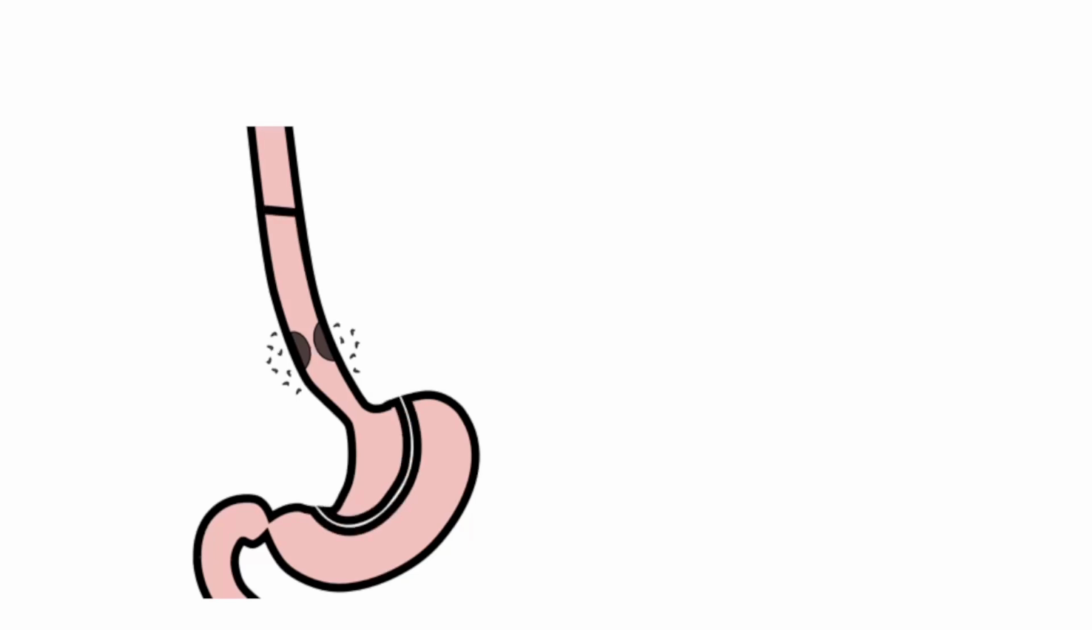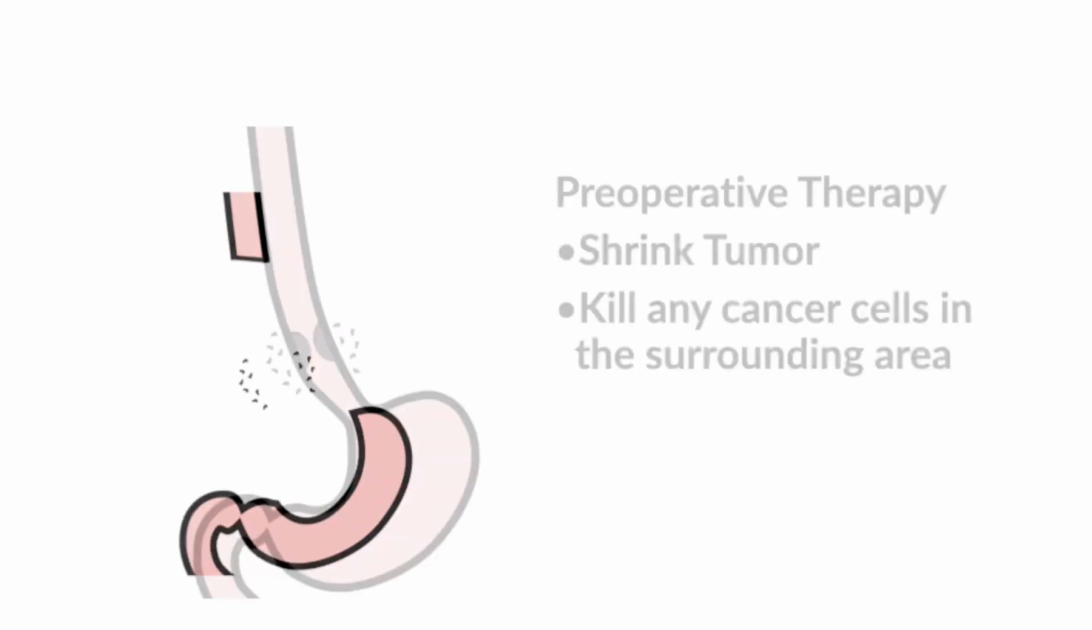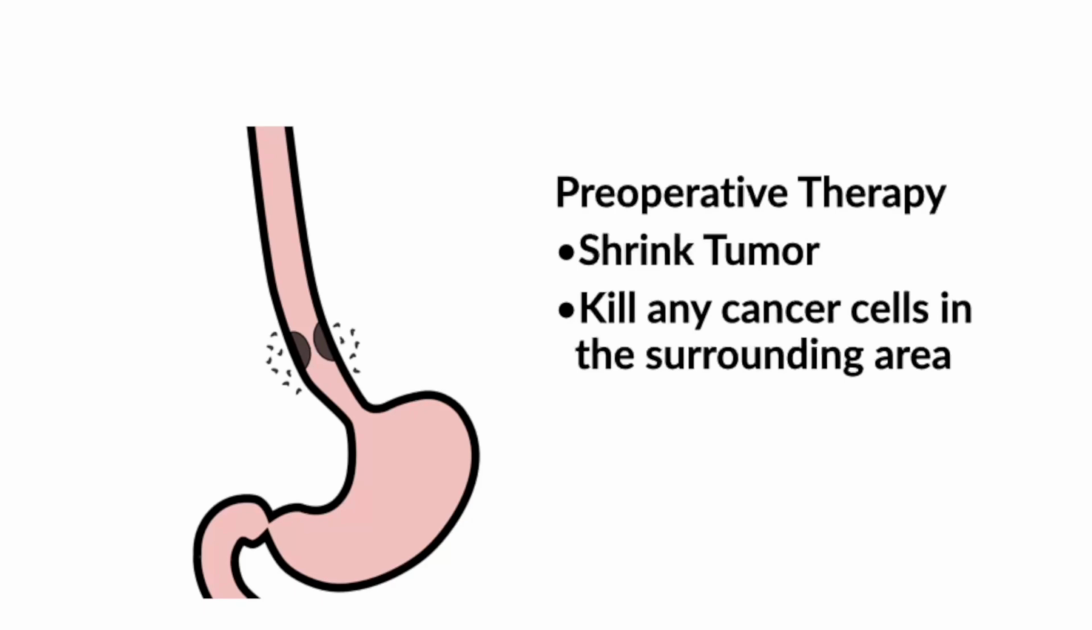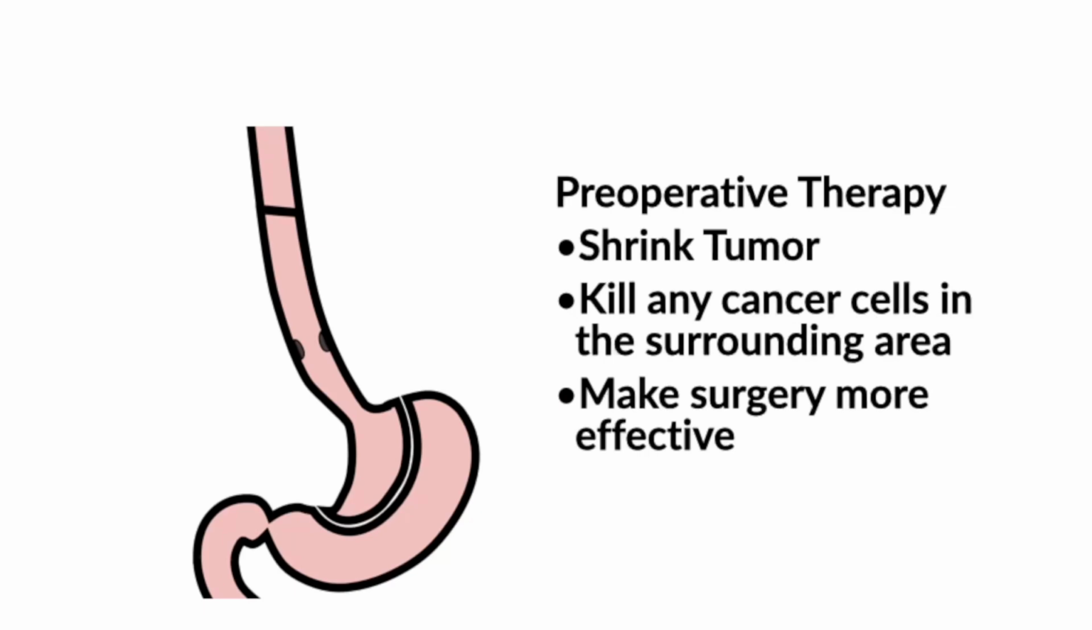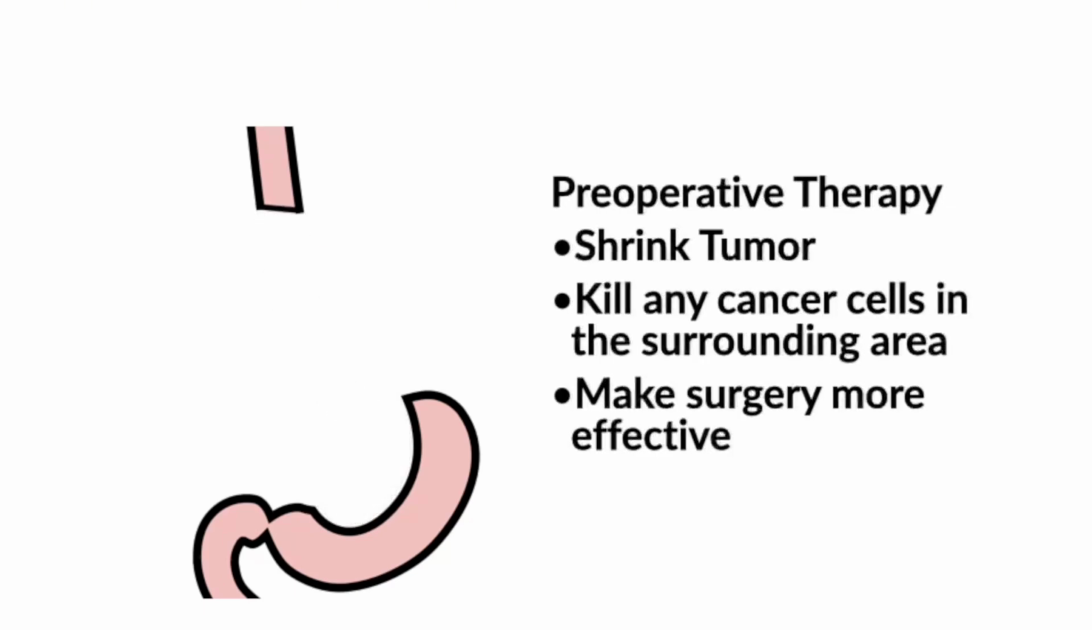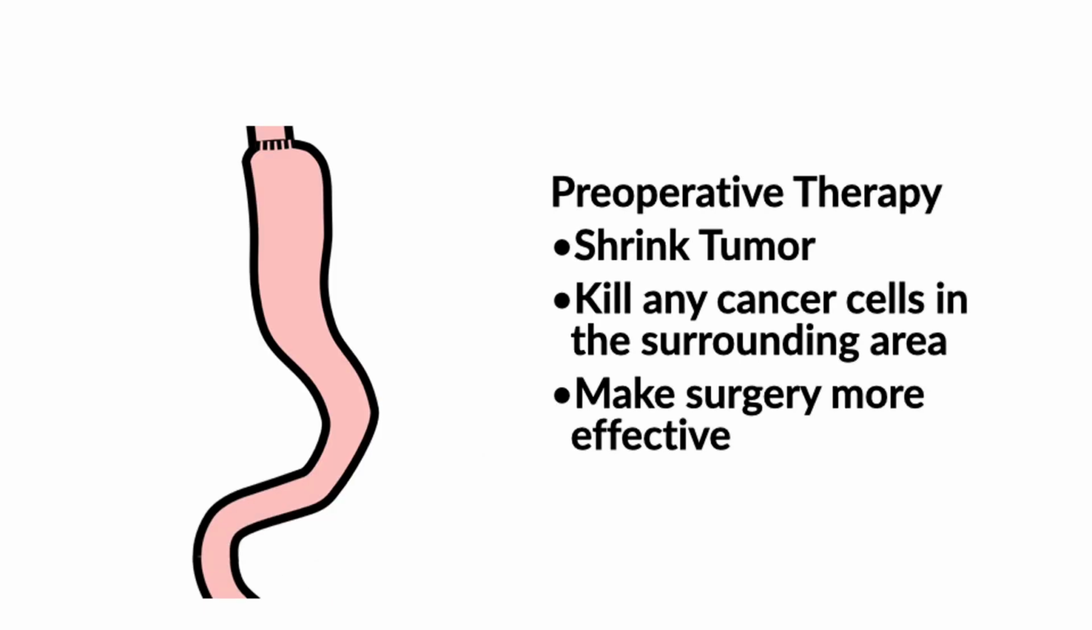If surgery is performed as the only therapy for locally advanced cancer, there's a risk that cancer cells can be left behind. Preoperative therapy is administered before surgery and is designed to shrink the tumor and kill cancer cells in the surrounding area. This typically involves both chemotherapy and radiation therapy. The overall goal is to shrink the tumor and kill nearby cancer cells to make surgery more effective. After preoperative therapy has shrunk the tumor and other cancer cells, surgery can be performed. Preoperative therapy combined with surgery offers the best chance to remove all the cancer without leaving any behind.